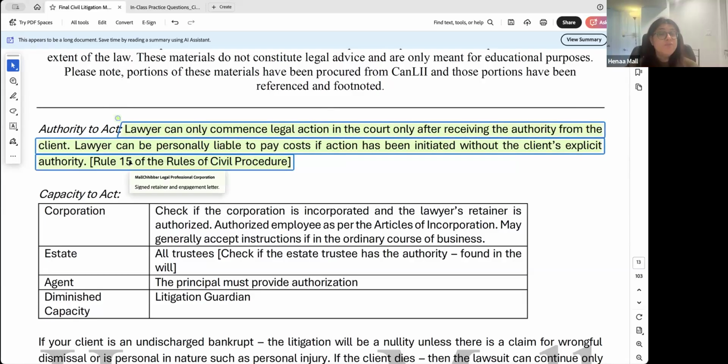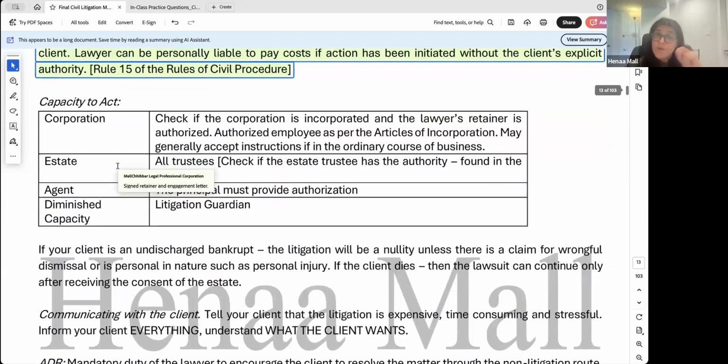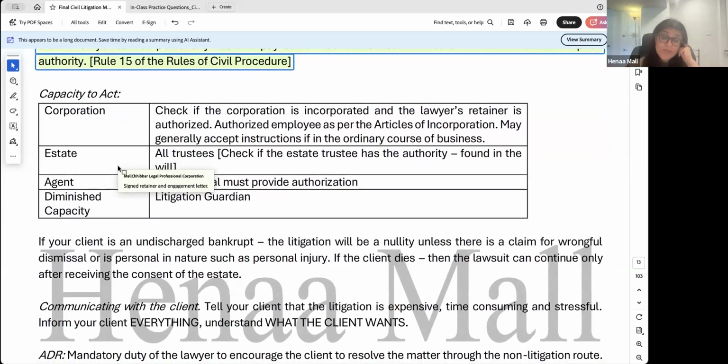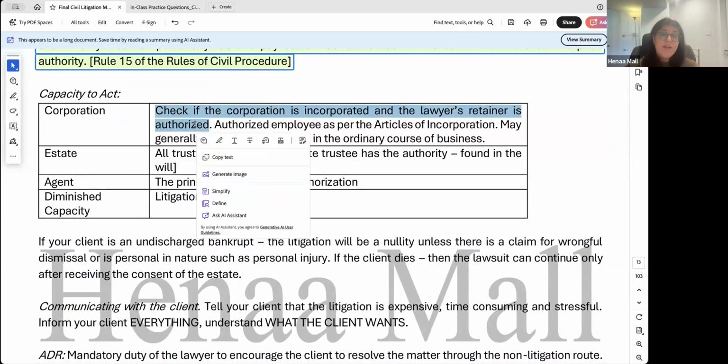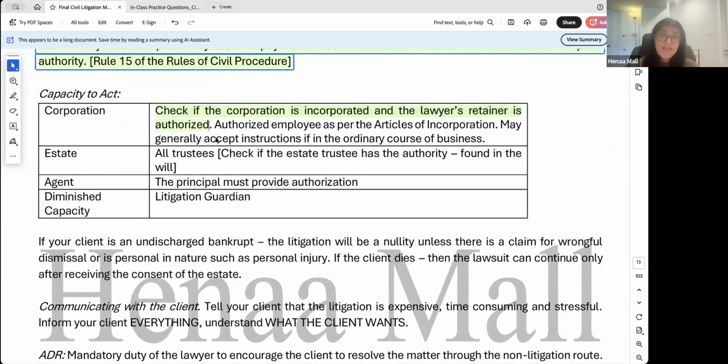This is as per the Rules of Civil Procedure, Rule 15. You have to have the explicit authority to commence the action. Now, the lawyer has received explicit authority, but you also need to check whether the person who is giving you the authority in fact has the capacity to act. So you're going to check if the corporation is incorporated and the lawyer's retainer is authorized.